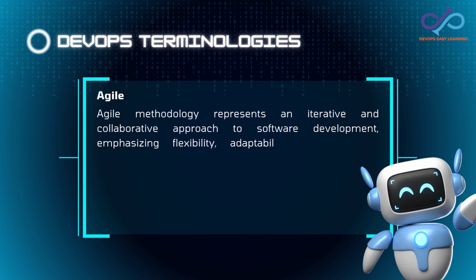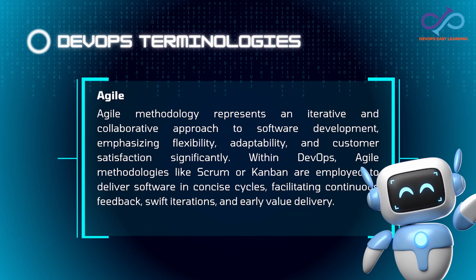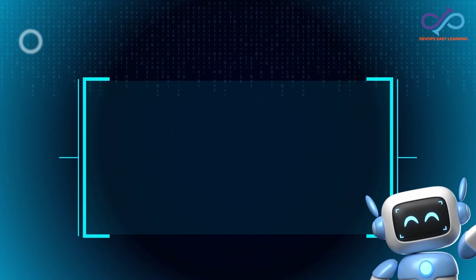First on our list is Agile. Agile methodology represents an iterative and collaborative approach to software development, emphasizing flexibility, adaptability, and customer satisfaction significantly. Within DevOps, Agile methodologies like Scrum or Kanban are employed to deliver software in concise cycles, facilitating continuous feedback, swift iterations, and early value delivery.